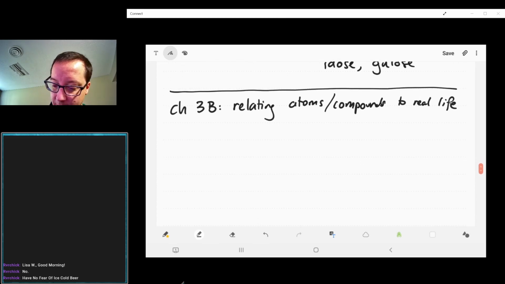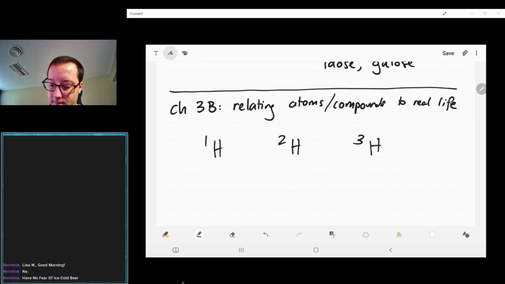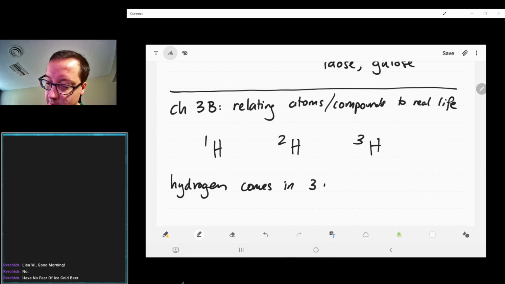So let's start with something that is kind of on your worksheet there, but we'll go through it anyway. So here is our good friend hydrogen. Hydrogen comes in 3 isotopes. There would be hydrogen 1, hydrogen 2, hydrogen 3. And remember, isotopes would have different mass numbers, right?